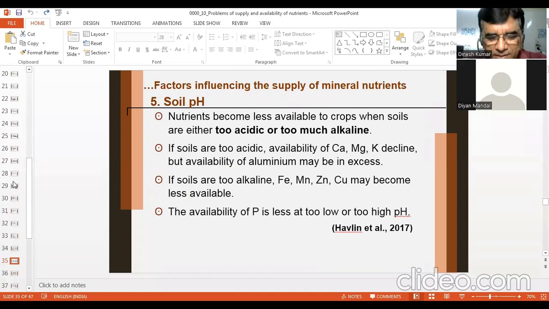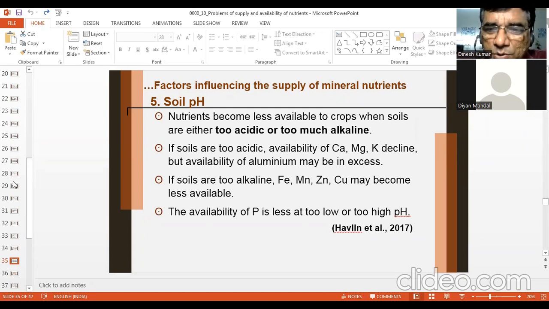Now soil pH, I think most of you are aware of that chart, soil pH and nutrient availability, that under acidic conditions, what nutrients are more available, and under alkaline conditions. So every one of you has seen that chart, so I will not waste much time on this. Nutrients become less available to crops when soils are either too acidic or too alkaline. So you need almost neutral pH.